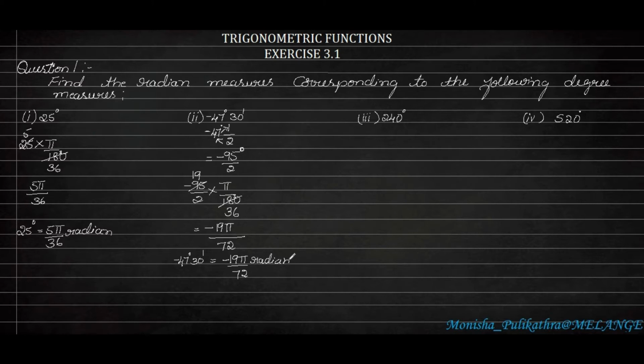Okay. I hope you understood this. Minus 19 pi by 72 radian. Next, the third question is 240. We need to convert 240 into radian. So 240 into pi by 180. Here the 0s get cancelled. 6 3s are 18, 6 4s are 24. So it will be a direct answer, 4 pi by 3. Therefore 240 degree is equal to 4 pi by 3 radian.